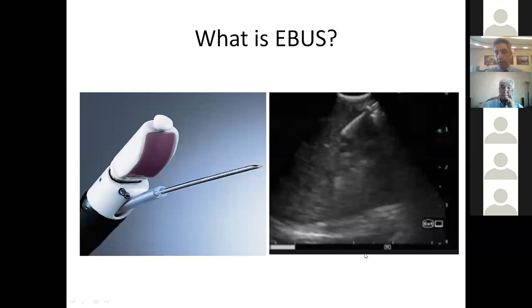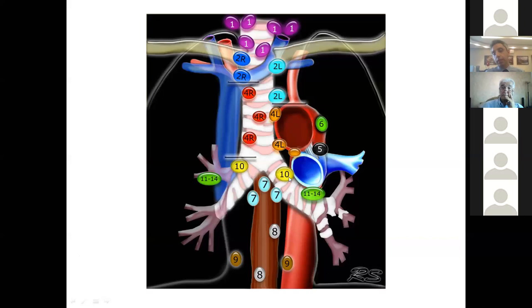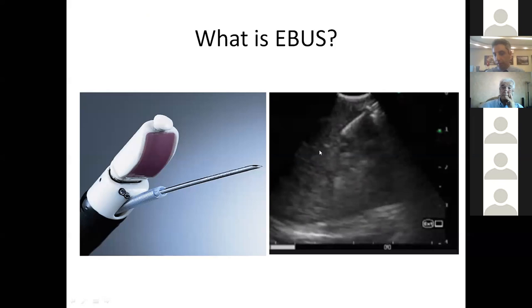This is a typical view of EBUS. You put your bronchoscope in and you touch the airway and you're going to see this. This is an abnormally big lymph node, and it has this typical salt and pepper appearance. Then you put your needle in, and your needle can go up to 5 centimeters in there, and you're going to see in real time your needle move in and out of that lymph node and get cells to be able to send them for testing.